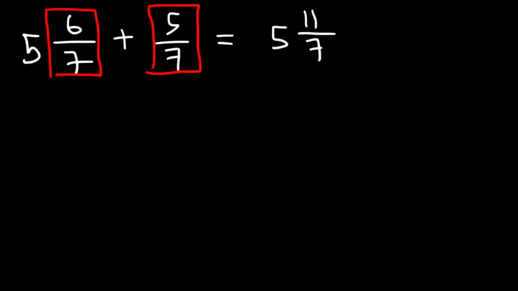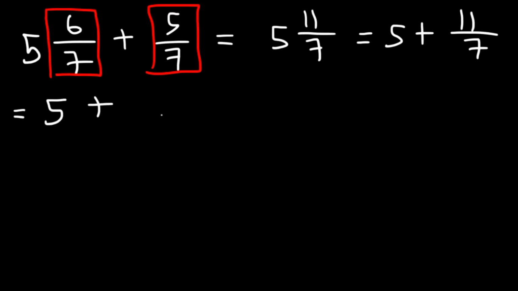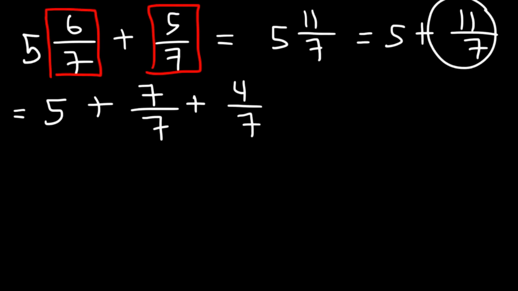But can we leave our answer like this? Notice that we have an improper fraction, so we need to do something about that. So what should we do with 11 over 7? The best thing to do is to separate this into two smaller fractions. One of which is 7 over 7, because when you divide 7 over 7, it will give you a whole number. Now the difference between 11 and 7 is 4. So that's the remainder, or the remaining part of this equation. So you have to make sure that this fraction equals the sum of those two fractions.